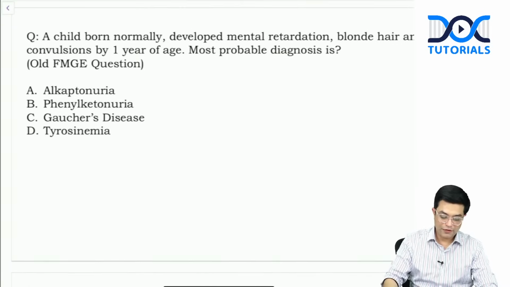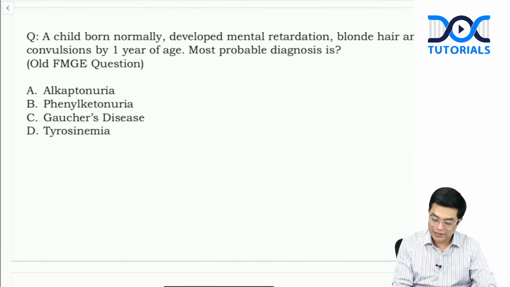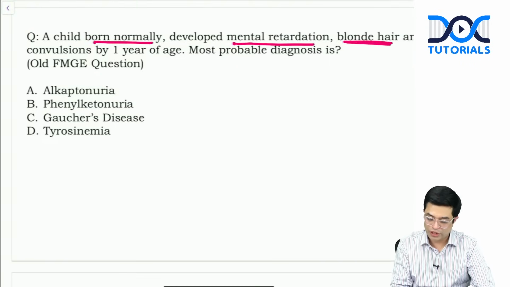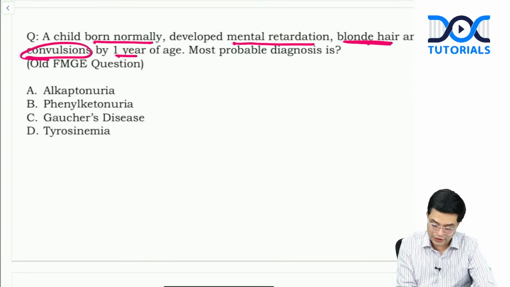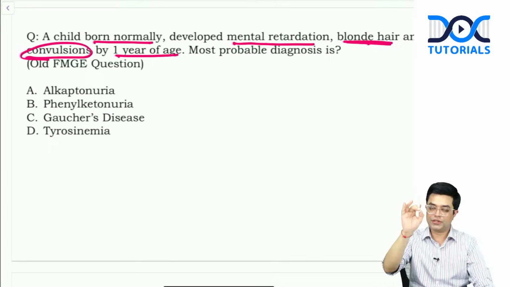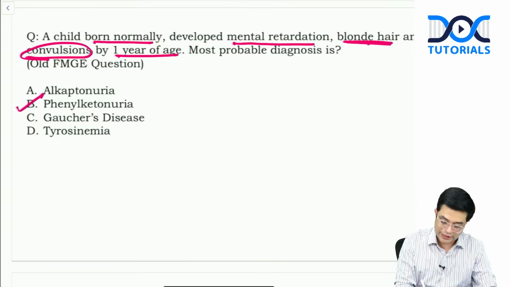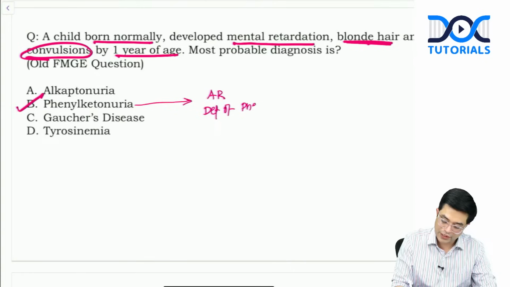Next question. A child was born normally, developed mental retardation. Birth पे ठीक था, then developed mental retardation, blonde hair, white hair हो गए, and convulsions, seizures आ गए by 1 year of age. What is the most probable diagnosis? Old FMG question. Phenylketonuria. Remember that phenylketonuria is a condition which is autosomal recessive. There is deficiency of enzyme known as phenylalanine hydroxylase.